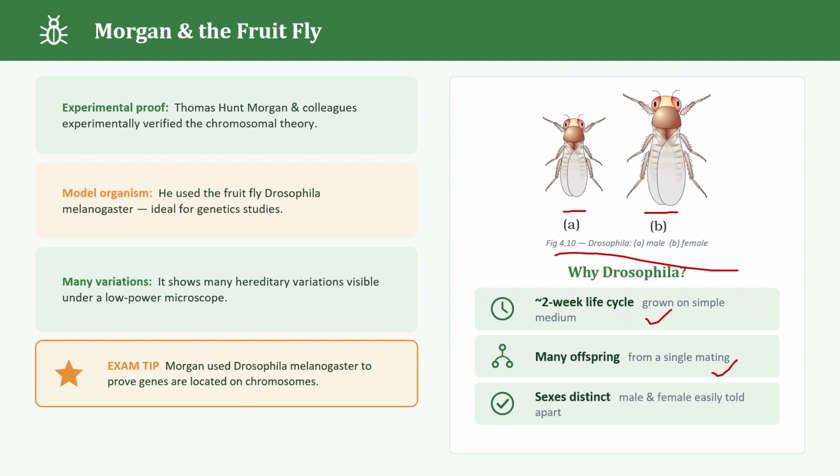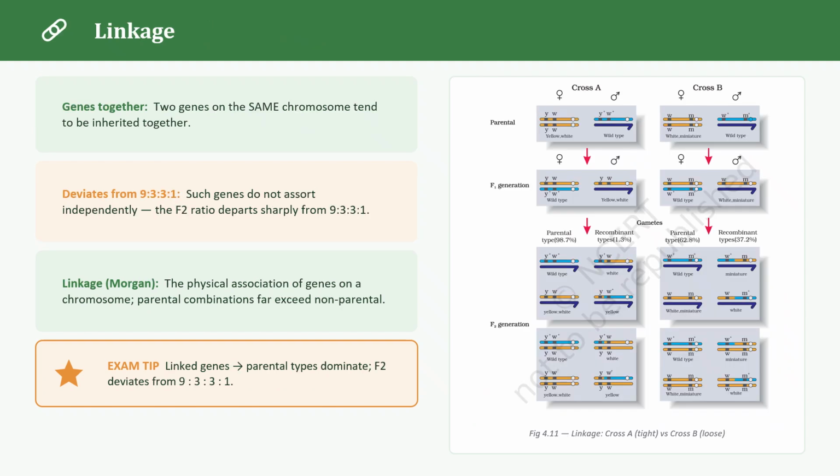Morgan's experiment firmly established that genes are carried on chromosomes. So, as an exam tip, you should learn that Morgan's experiment is equal to the experimental proof of the chromosomal theory. Let's move on to the next one.